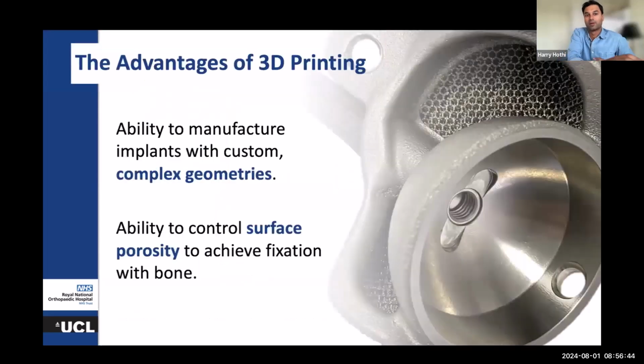And I think, from my perspective, this is really where the big advantage of 3D printing comes in orthopedics. It's the ability to manufacture implants with custom, complex geometries for patients, and also the ability to control surface porosity on the bone-facing sides. Although you'll see in later slides how much variability there is between different manufacturers.